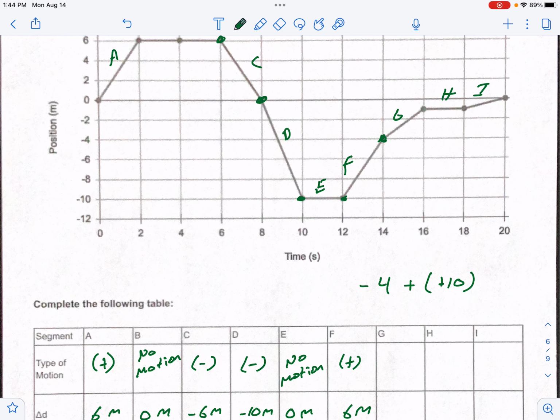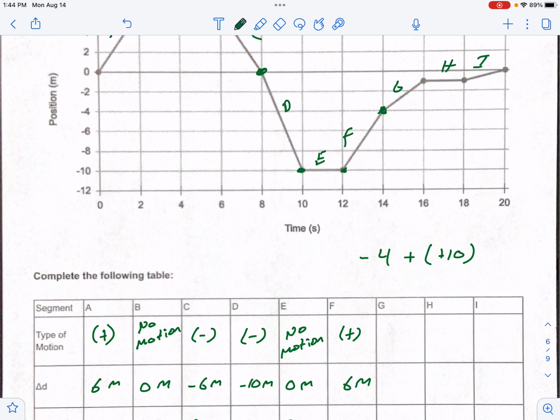G, looks like it's flattening out a little bit, so I should expect my velocity to go down a little bit. We're going to look at our type of motion. It is going to be constant positive, so even though it's a little bit flatter, it's still constant positive. We're going to look at our final position. Our final is going to look like a negative 1, so negative 1 minus my initial, which was a negative 4.